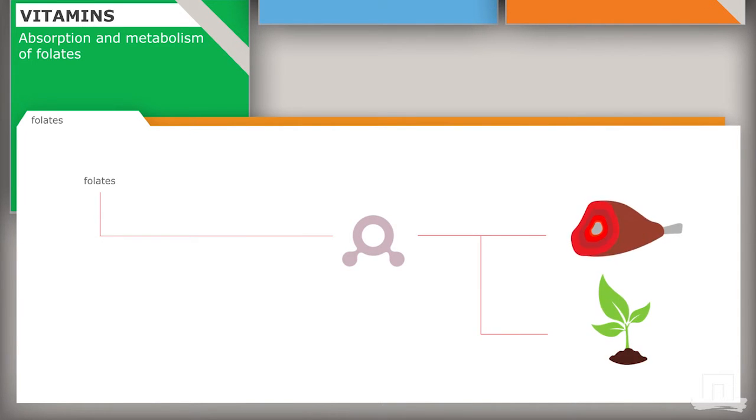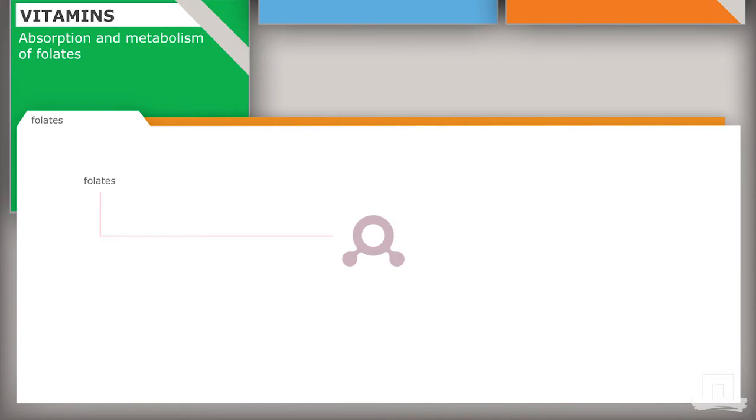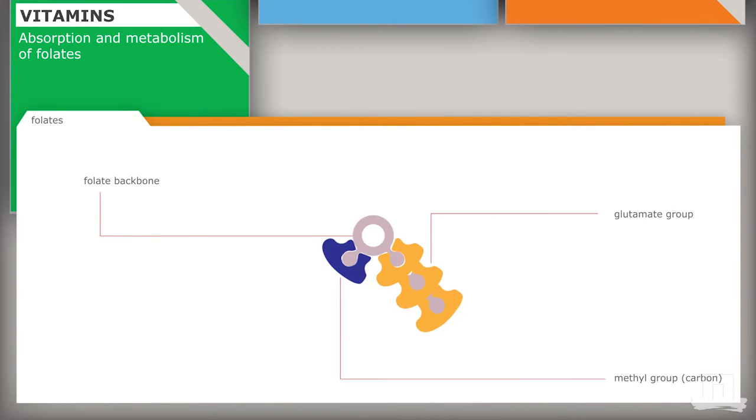absorption, and metabolism of folates. Folates are complex molecules that occur in a wide variety of foods of both plant and animal origin. From a chemical perspective, all folates have the same backbone, but they vary from each other mainly with respect to the presence of side group attachments to the backbone, mostly a methyl group, and the number of glutamate groups.